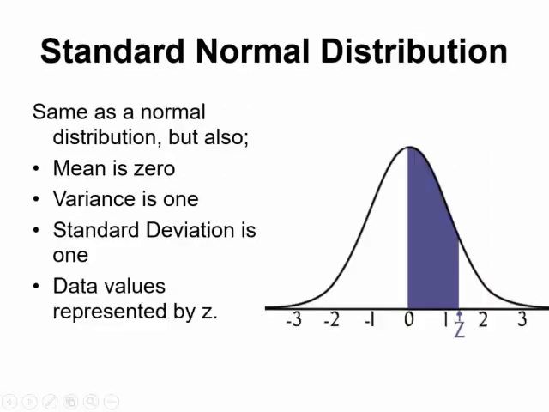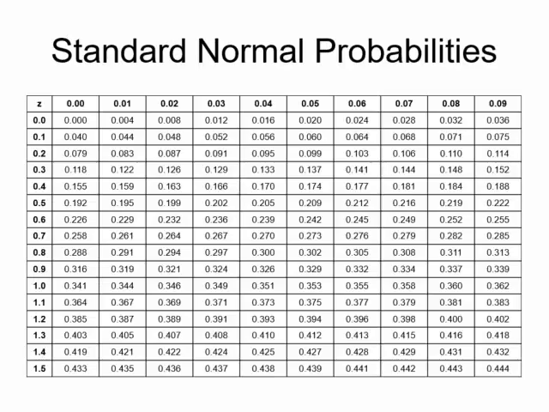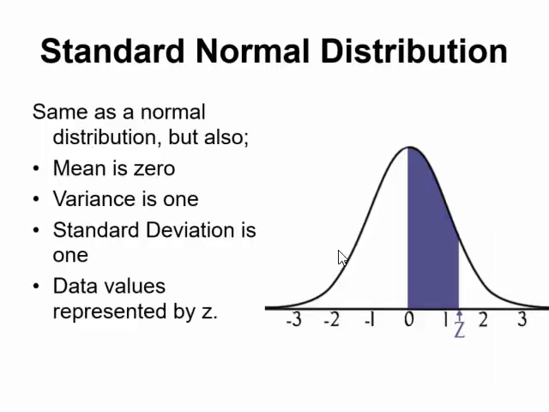For example, let's start with the easy one. If this, it means the area here is 0.341. Now, they want 1 point what? 1.3. If 1.3, the area is 0.403. So when we're talking about probabilities for the standard normal curve, we are talking about the area under the curve which is darkened. So we're talking about this.